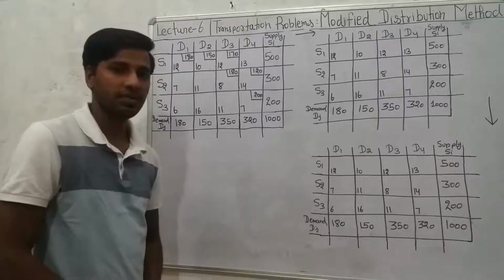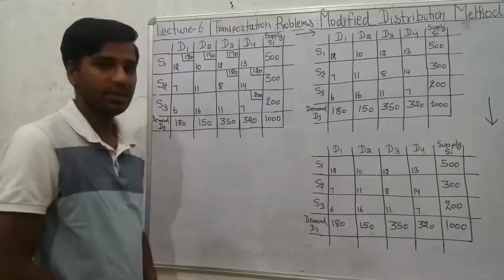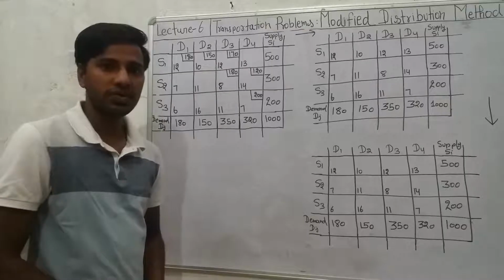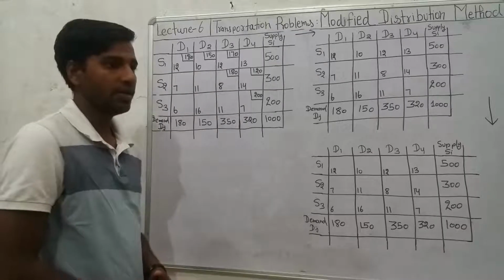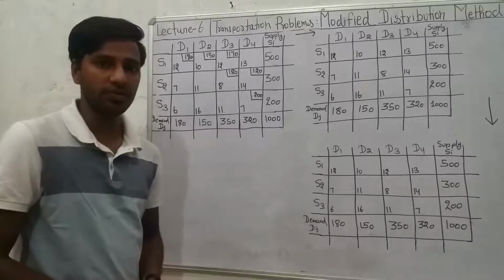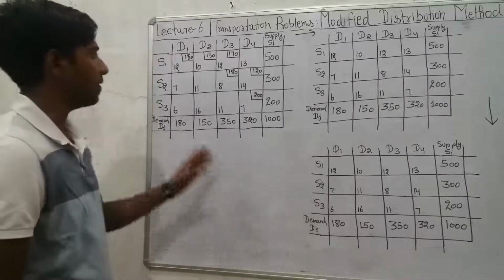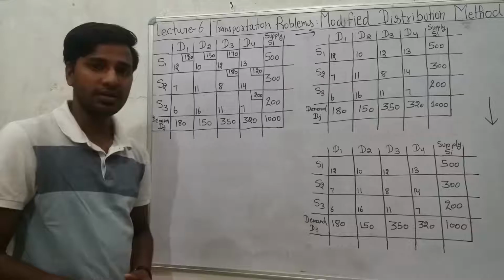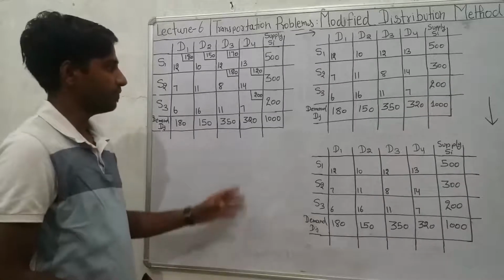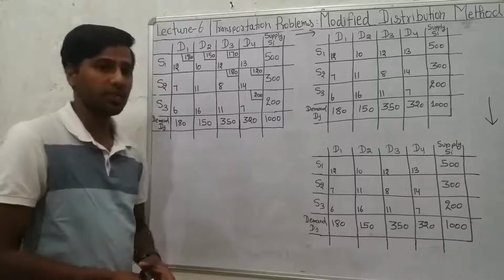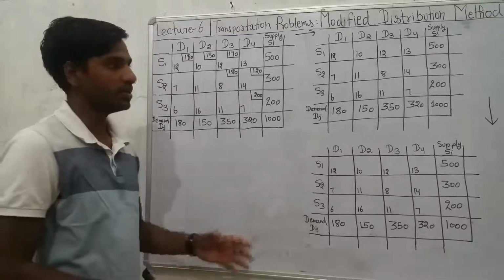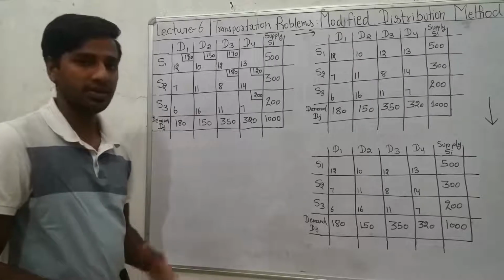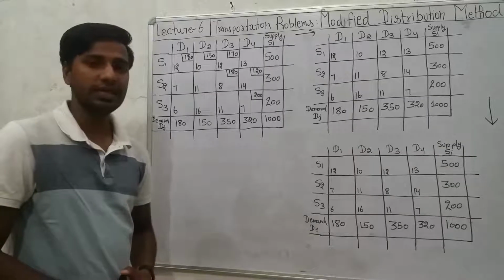You might have noticed while applying this method that it is very time consuming, or it takes a lot of time to calculate the opportunity cost of every empty cell by tracing a closed loop. Suppose we have a large number of sources and destinations, then it is going to be very difficult and very lengthy to calculate the opportunity cost by tracing a closed loop in the stepping stone method. So this is the major drawback, that it is a lengthy process to test the optimality of the initial feasible solution.